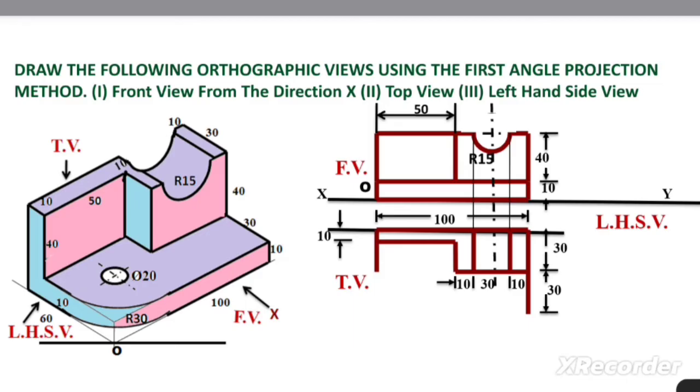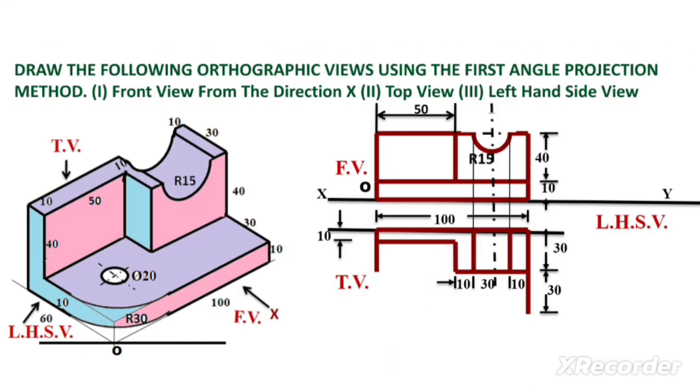You can see here this half circle we have drawn here having radius 15 mm. We have drawn here this line. Now we can draw the vertical and horizontal center lines, and the center point of the circle we can mark here. The center point we have located.